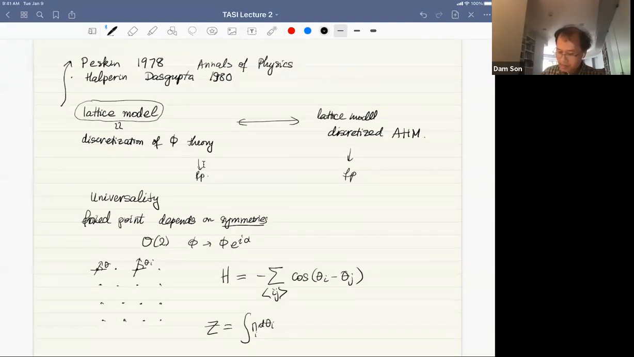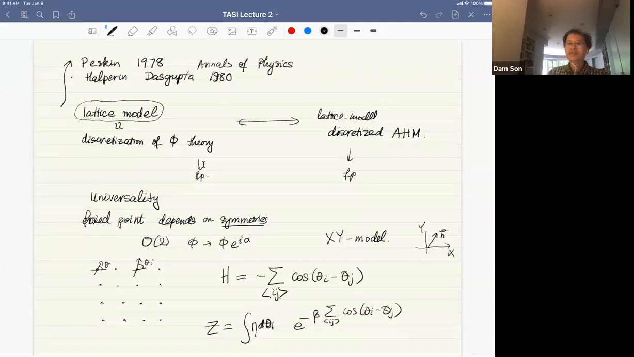All d theta_i, and then I have e to the minus beta sum over ij cosine of theta_i minus theta_j. This model is also called the XY model, because here we can think about each spin as a unit vector in an XY plane. So that's why it's called the XY model.